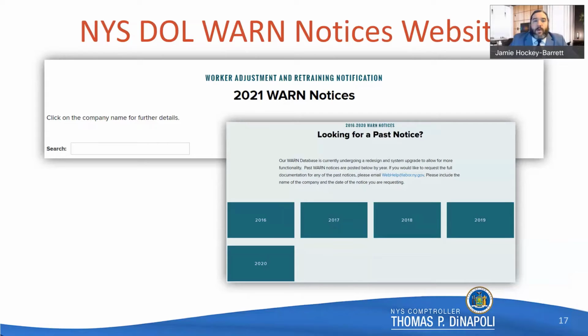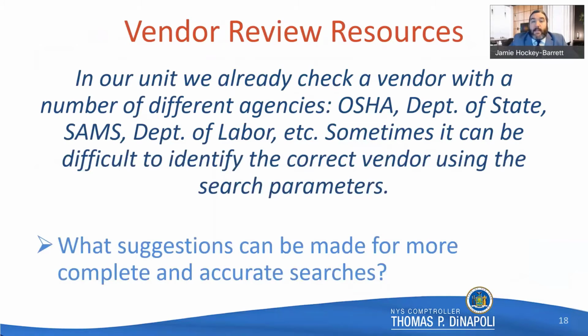Moving on, we're going to go to our next question, which asks, in our unit, we already check a vendor with a number of different agencies: OSHA, Department of State, SAM, Department of Labor, etc. Sometimes it can be difficult to identify the correct vendor using the search parameters. What suggestions can be made for more complete and accurate searches?